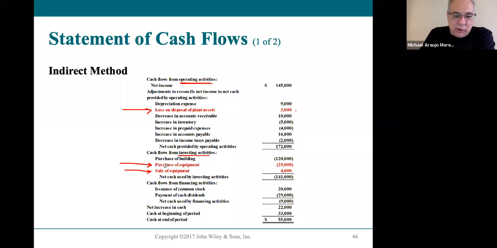Investing activities will show that we bought the equipment for $25,000, so that was going out. We sold equipment for $4,000, so that was coming in. So net cash for investing activities means net cash was used, which, again, to me, that's a good thing. We want to see companies invest in these types of assets. Very important.